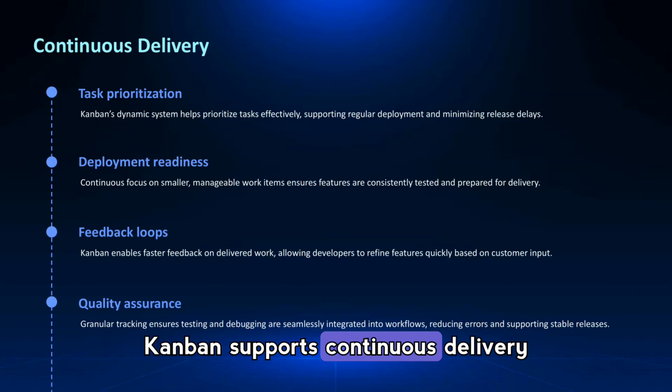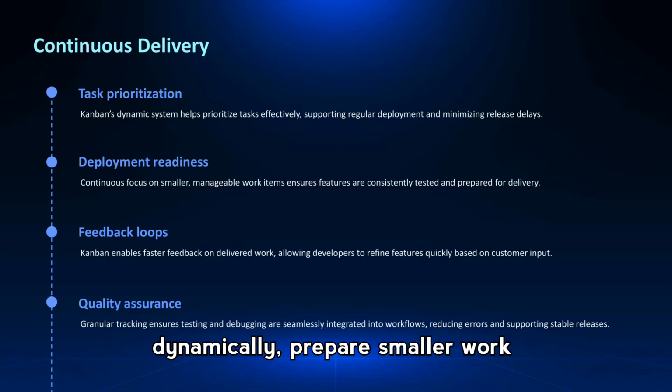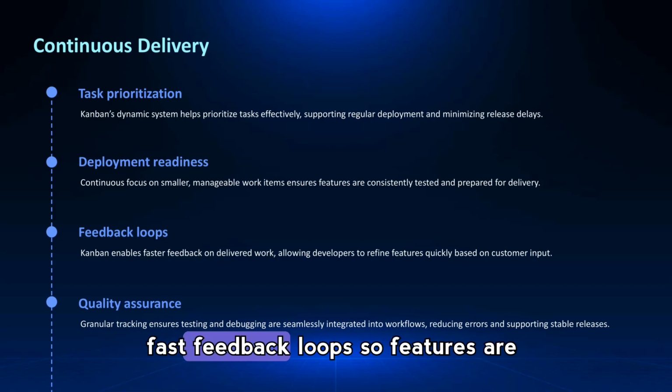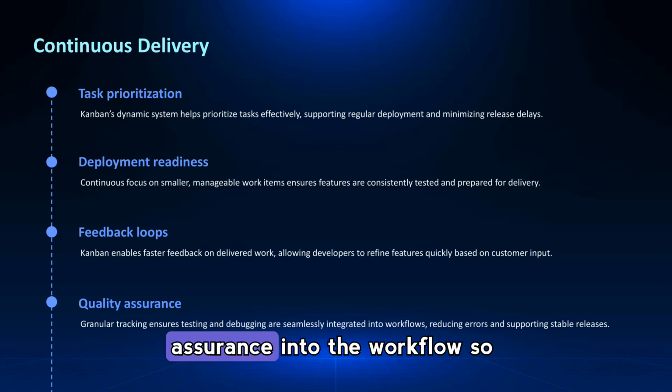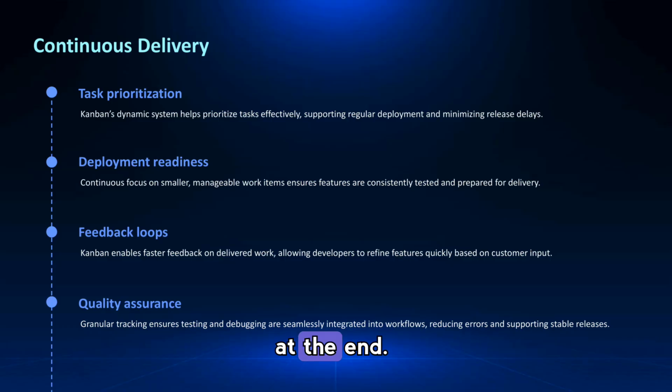Kanban supports continuous delivery by helping teams prioritize tasks dynamically, prepare smaller work items for deployment, incorporate fast feedback loops so features are refined quickly, and build quality assurance into the workflow so testing and debugging happen as part of regular progress rather than at the end.